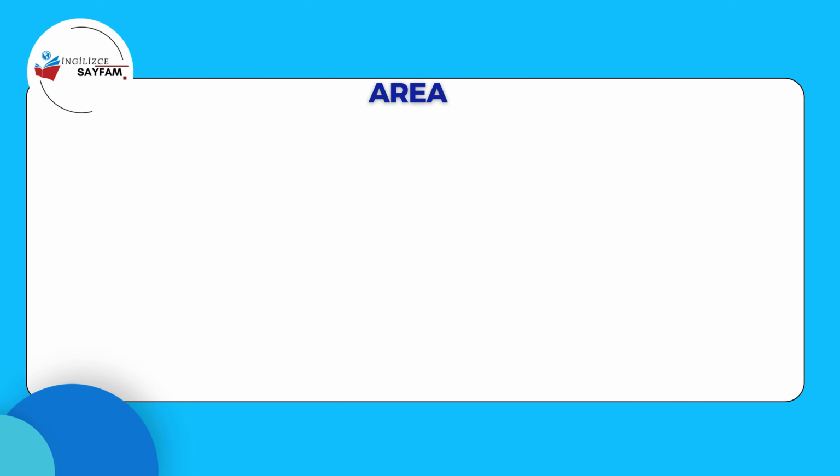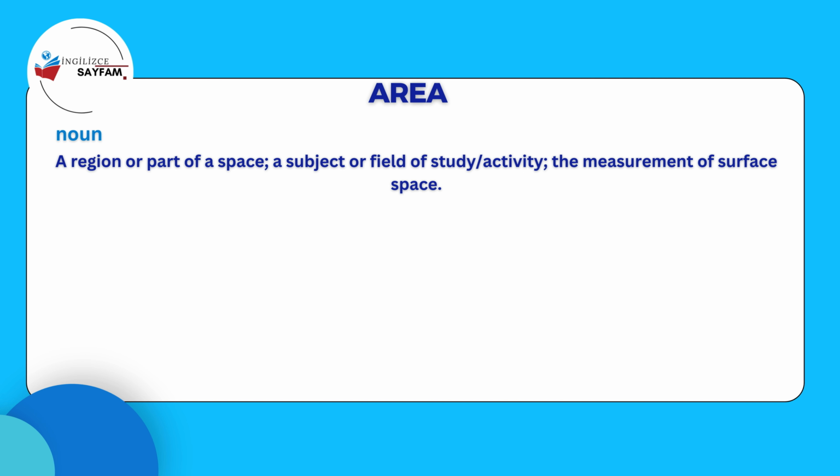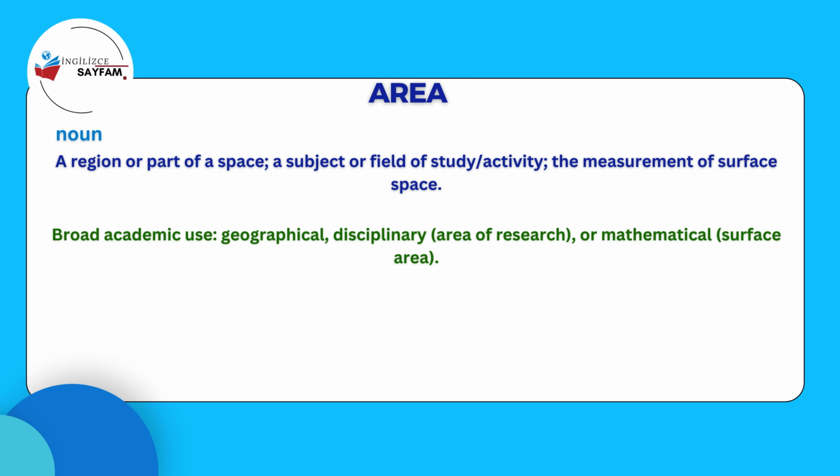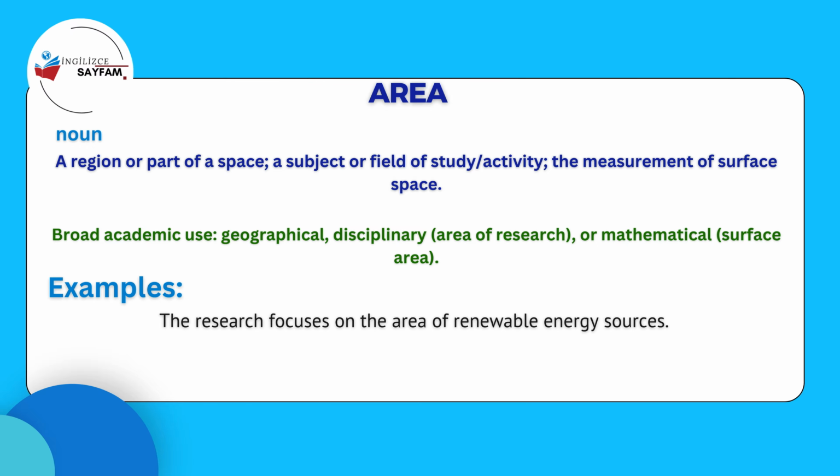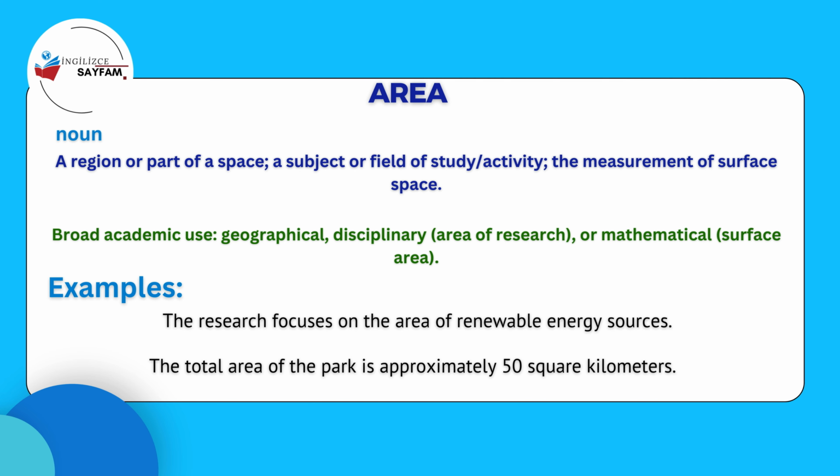Area. Noun. A region or part of space. A subject or field of study or activity. The measurement of surface space. Broad academic use. Geographical, disciplinary, area of research, or mathematical, surface area. Example: the research focuses on the area of renewable energy sources. Or, the total area of the park is approximately 50 square kilometers.